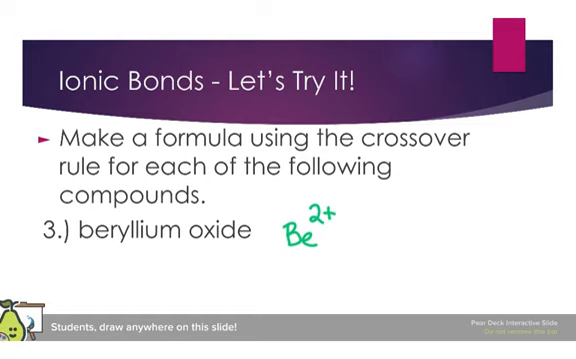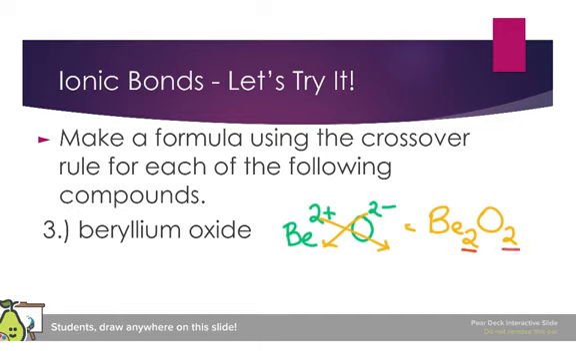Oxygen, oxide is oxygen, so O. It's in the 6th column, so it has 6 electrons already. It needs 2 more to become stable. Again, it's gaining 2 electrons. Electrons are negative, so -2. Taking our numbers and crossing them over and down, we get Be2O2.